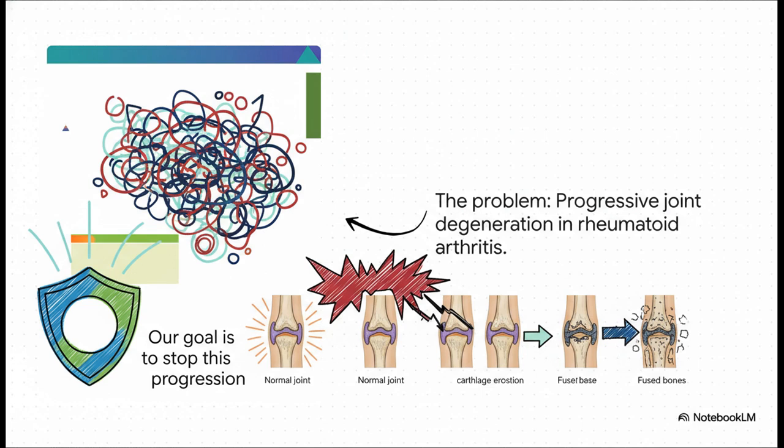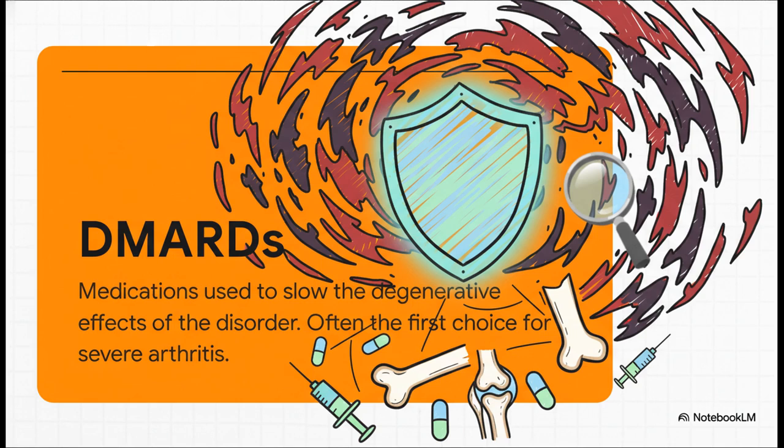This unchecked inflammation creates something called a pannus. It's this destructive layer of tissue that literally eats away at cartilage and can eventually fuse the bones together. Our mission with these drugs is to prevent this from ever happening. And that's where DMARDs come in. They are the heroes of this story.